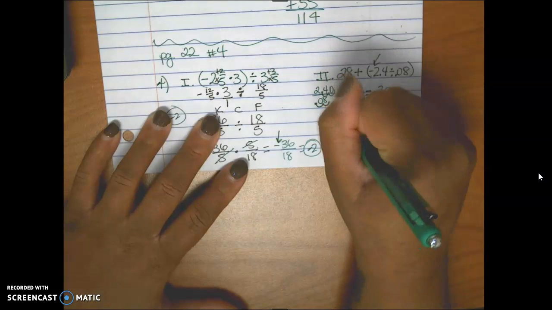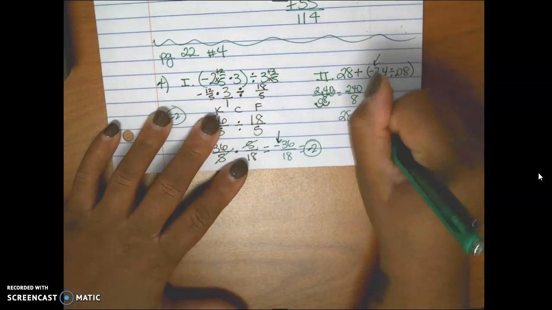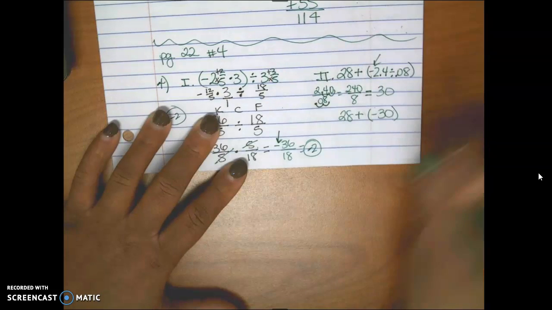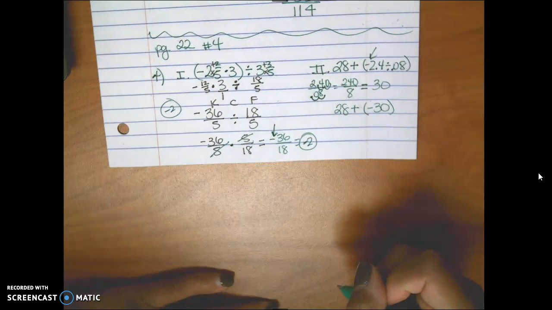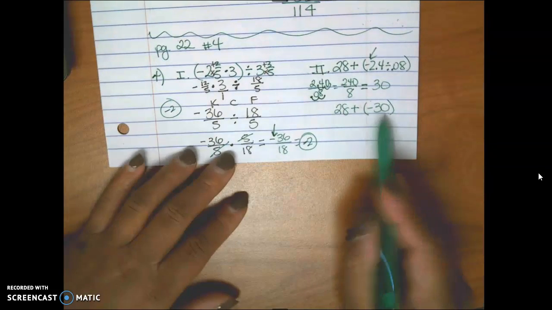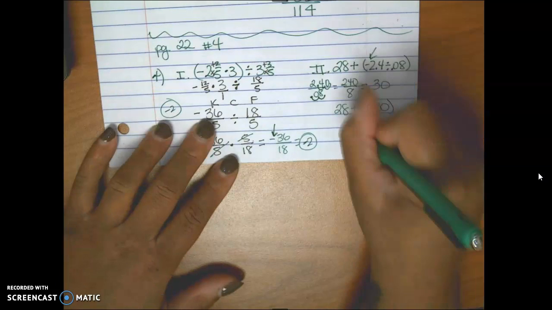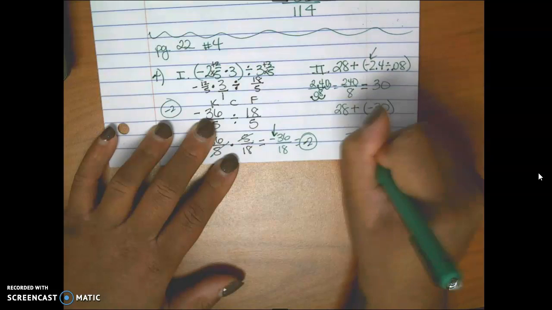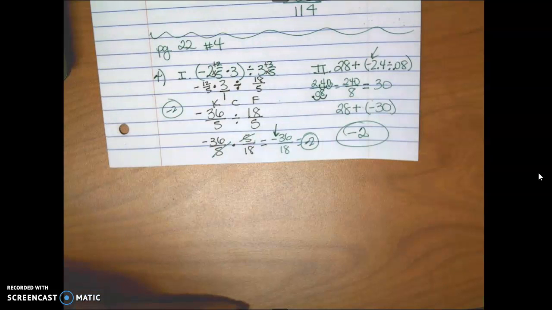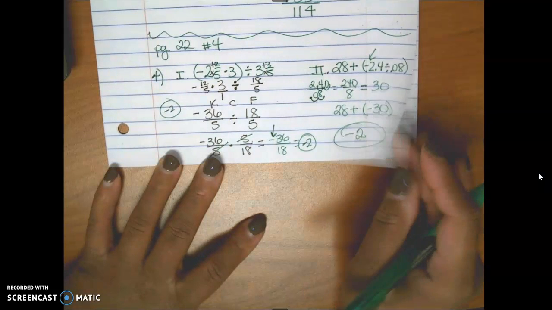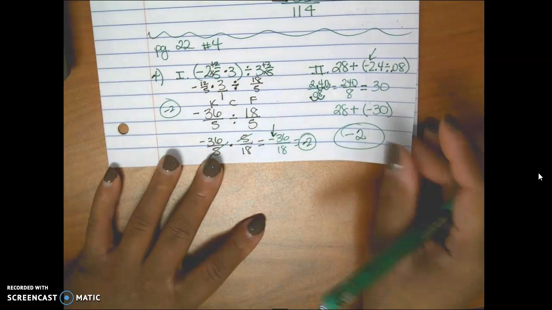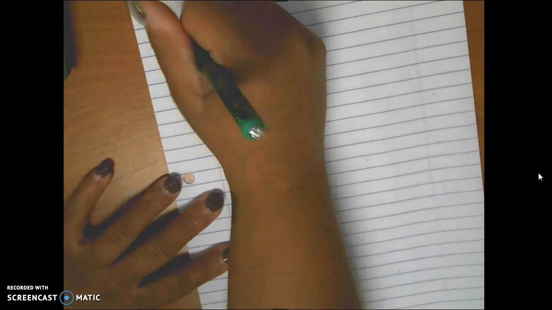Negative. So this is 28 plus negative 30. Same signs add and keep, different signs subtract. What's 30 minus 28? 2. And then I put a negative sign, so it's negative 2. All right, so far G and J are still contenders to be an answer. Let's go on to Roman numeral 3.